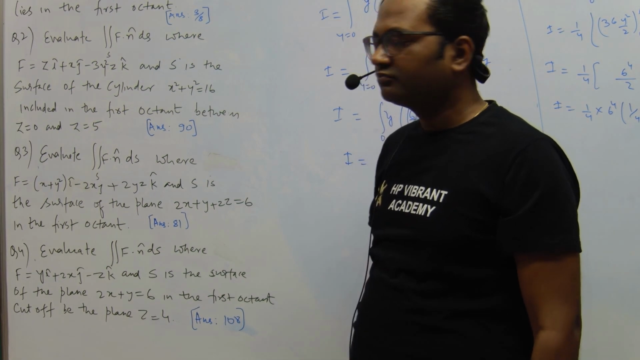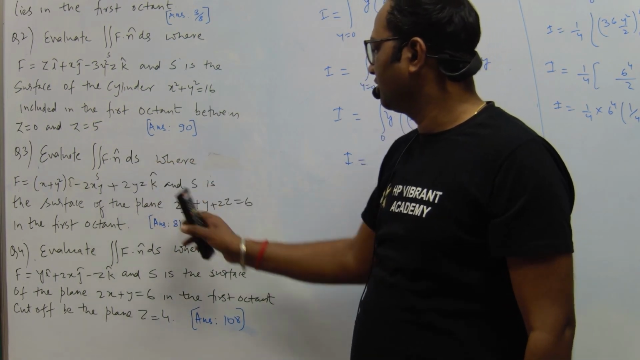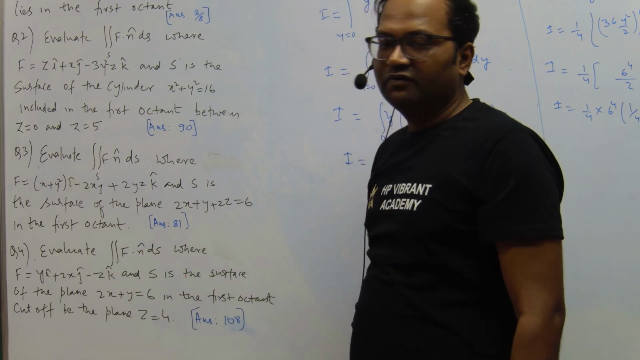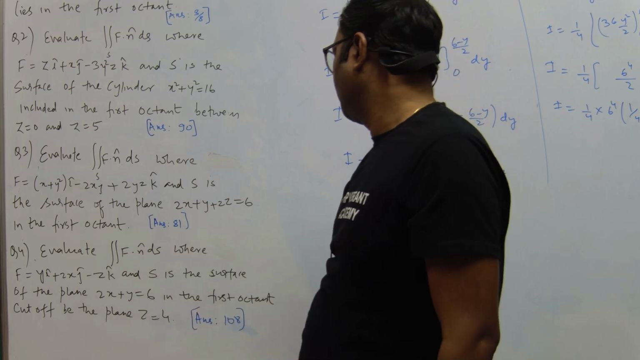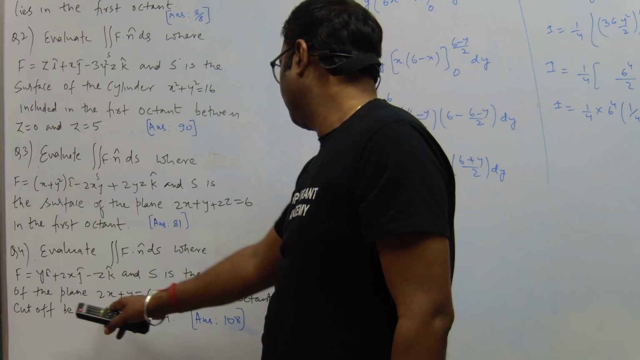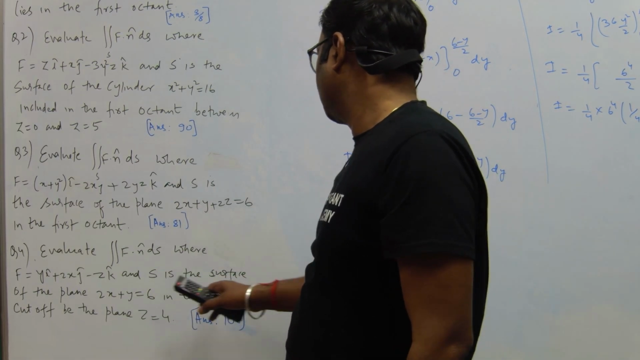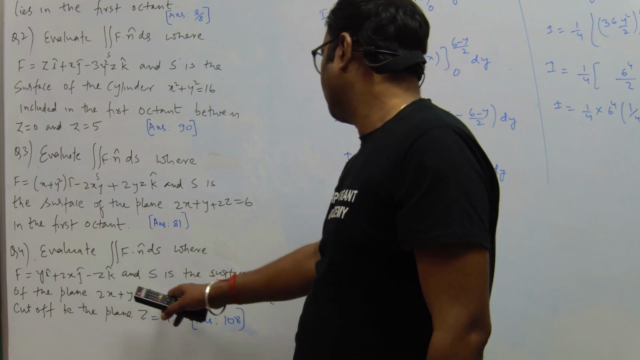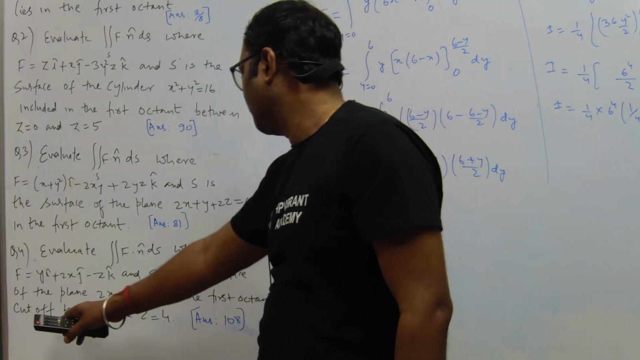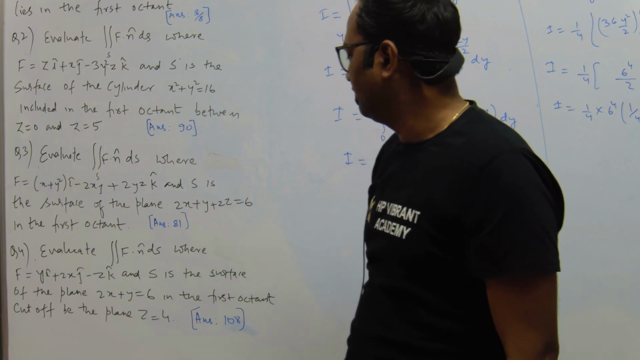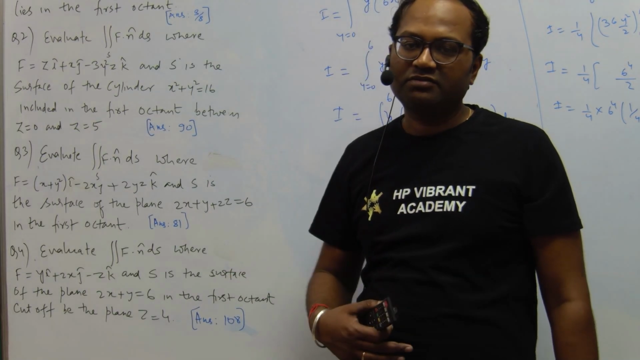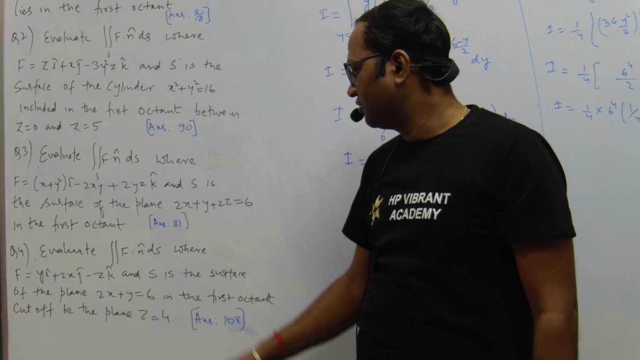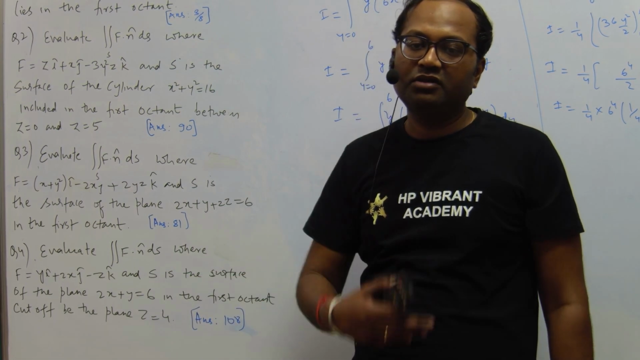So we have discussed up to question number 3. Similarly, you can find question number 4 also, which is similar to question number 3. Here S is the surface of the plane 2x plus y is equal to 6 in the first octant, cut off by the plane z is equal to 4. This plane 2x plus y is equal to 6 is perpendicular to the xy plane.